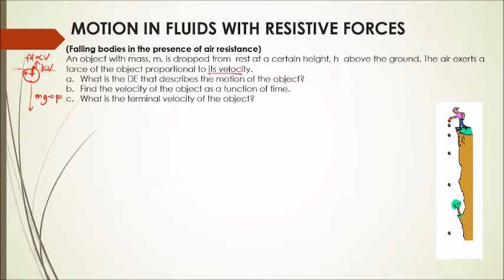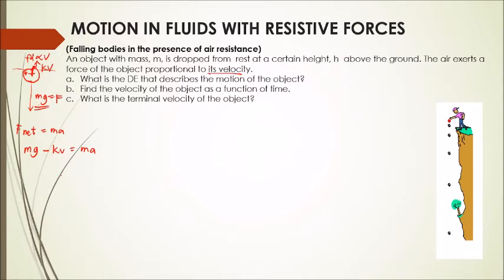This force acts upward. Now, by Newton's second law of motion, the net force acting on a body is equal to mass times acceleration. Because of this law, we can form a differential equation for this scenario. The net force: we have mg, the downward force, which is positive because gravity pulls downward. And the drag force is opposite, that is kv, equal to mass times acceleration.